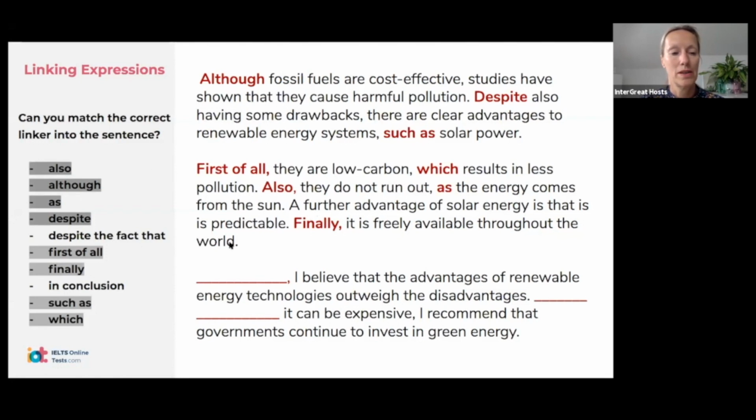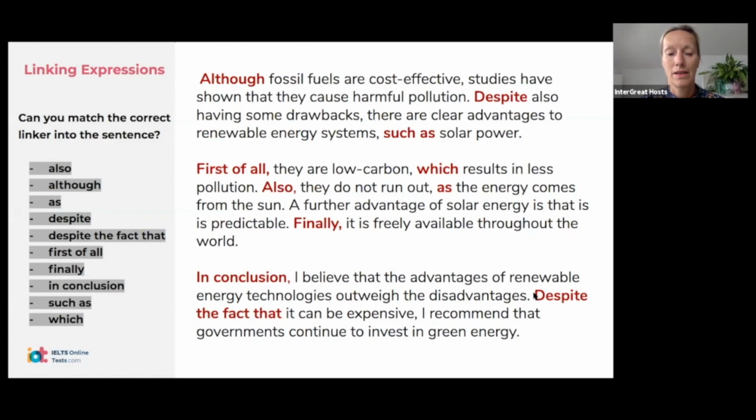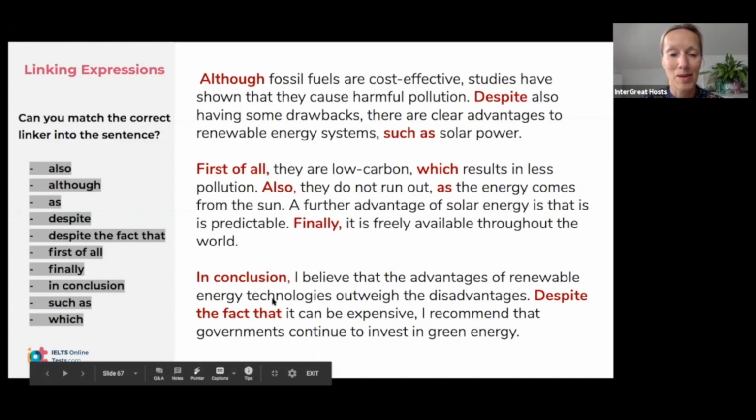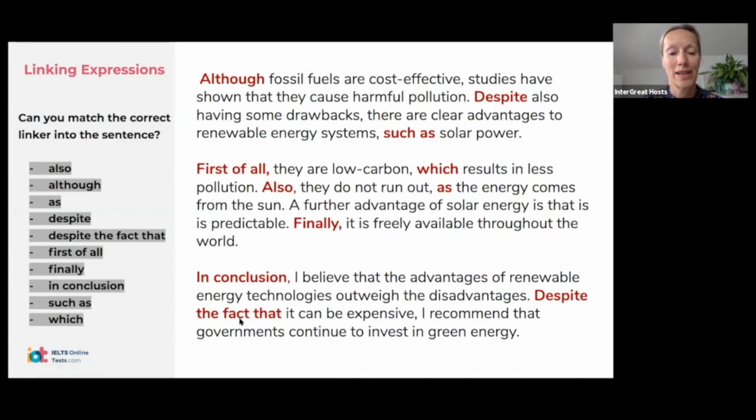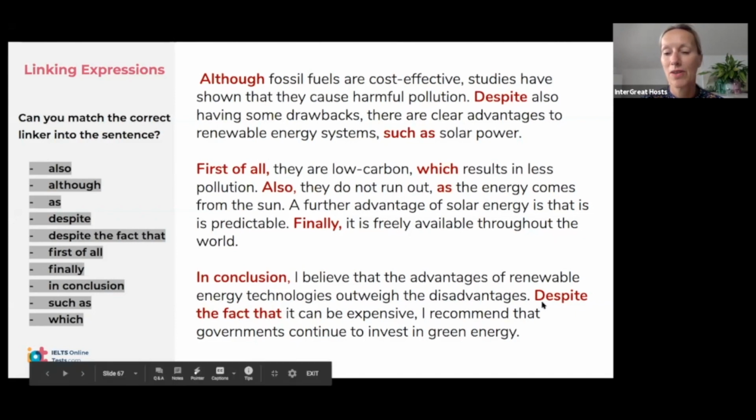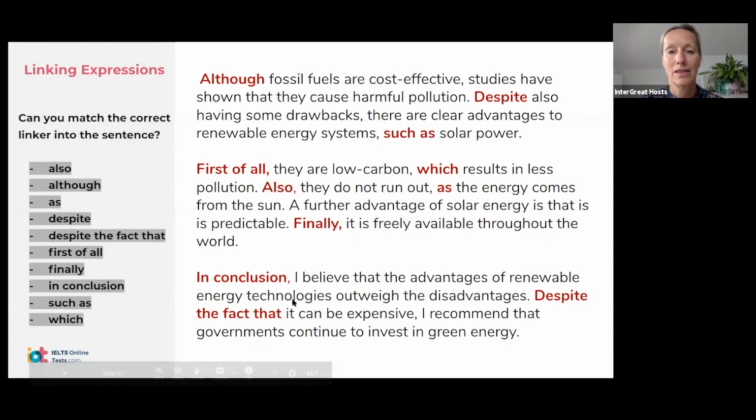Okay, then the last part here. Yeah, so the last part is in conclusion, because it's the last bit. And then despite the fact that, okay. So I'm always recommending that students use this phrase because it just makes your writing sound more academic. Are you confident about using this phrase, despite the fact that? Some of you are, some of you not.